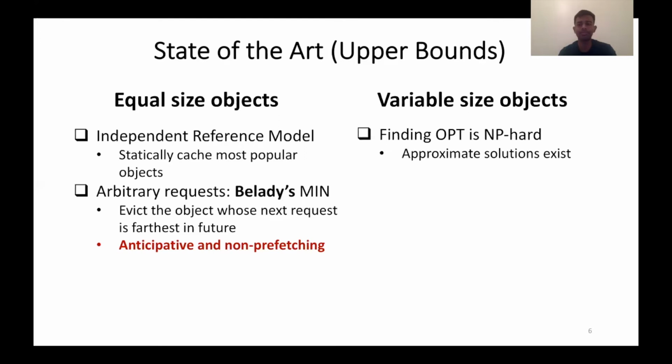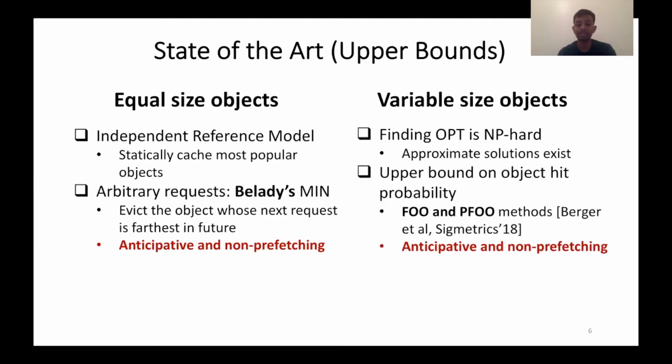Similar work has been done for variable size objects, but finding the optimum is NP-hard in this case, though approximate solutions do exist. People have also considered finding an upper bound on object hit probability here, for example the FOO and PFOO methods, which are anticipative, that is, they need knowledge of the future, and they are also non-prefetching.